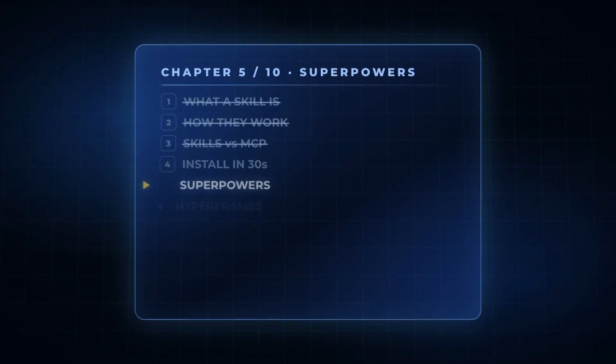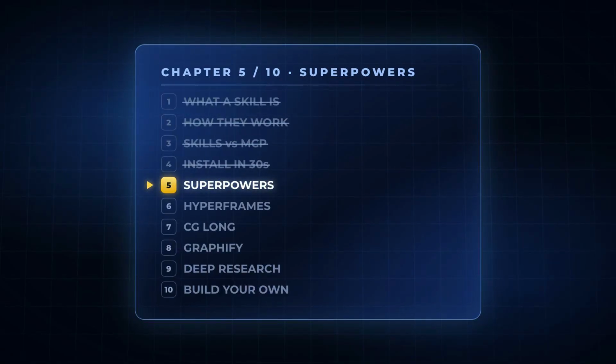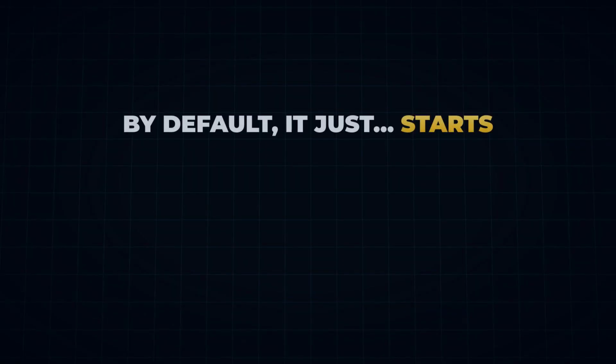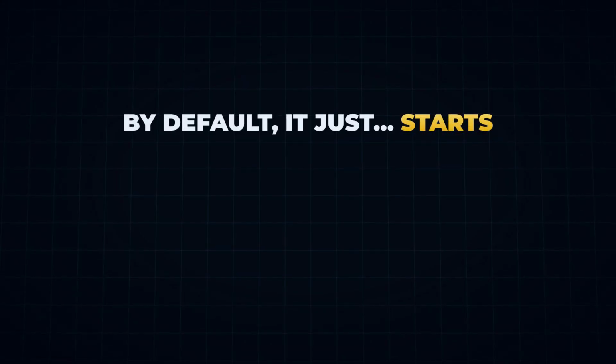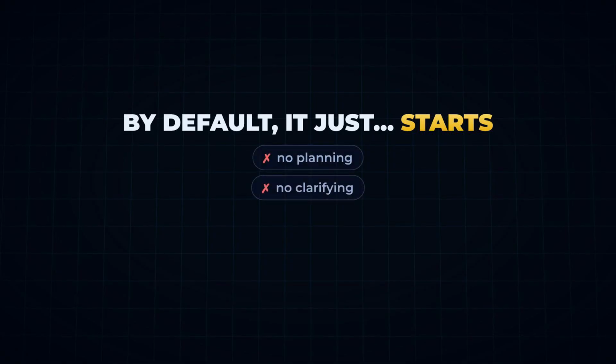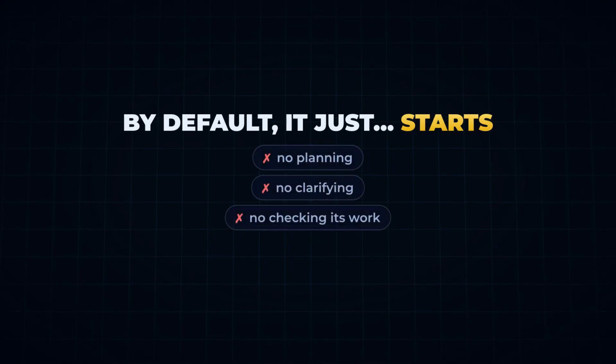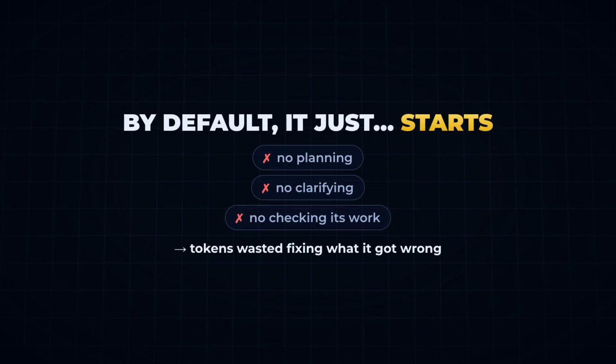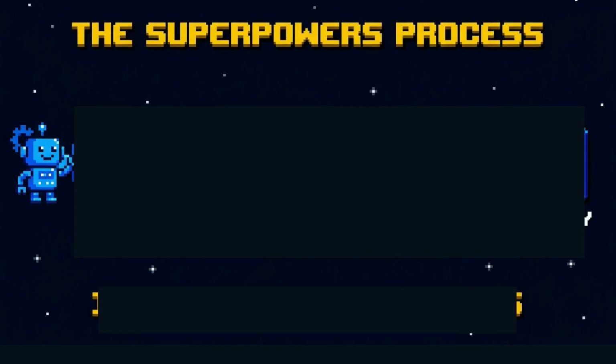All right, the 5 I actually use. Skill number 1 is called Superpowers, and it's the single most impactful thing I've installed all year. Here's the problem it fixes. By default, when you ask Claude Code to do something, it just starts doing it. You type a prompt, and it immediately starts writing code or making changes. No planning, no clarifying questions, no checking its own work afterward, which feels fast until you realize halfway through that it misunderstood what you actually wanted. And now you're burning time and tokens fixing something that should have been right the first time.